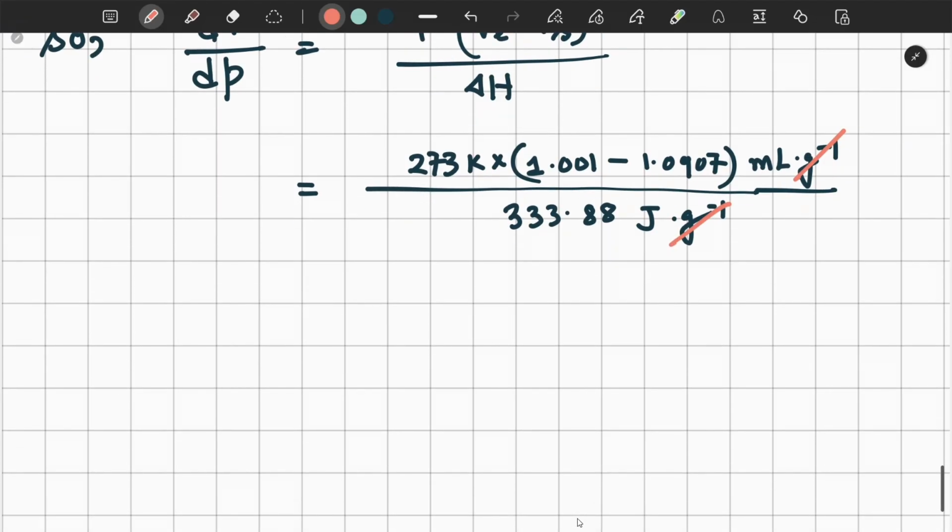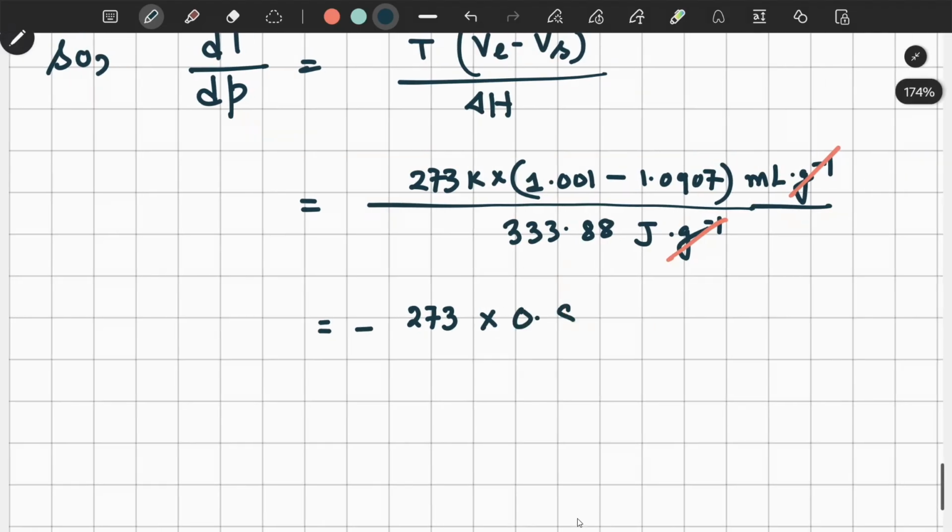Now it will be 273 into this change. Just do this calculation, let me also do it: 1.001 minus 1.0907. So it is negative, obviously, because, as you have already discussed, for water in the solid to liquid transition the volume decreases. So it will be negative: 0.0897, and the unit will be ml, milliliter.